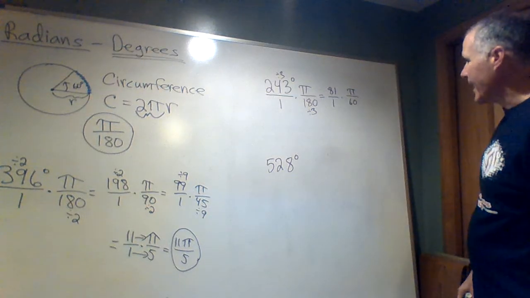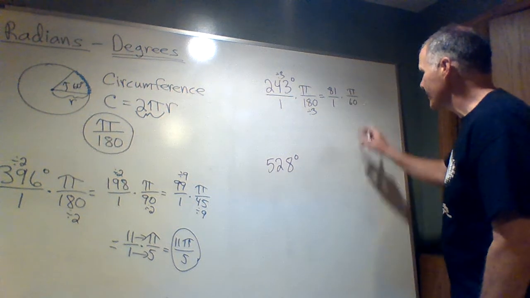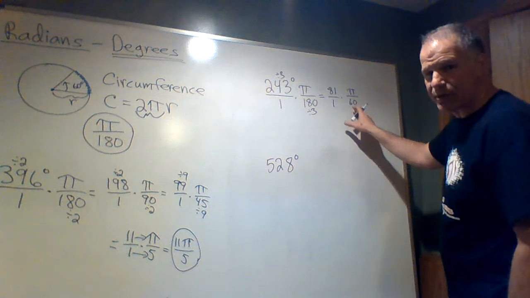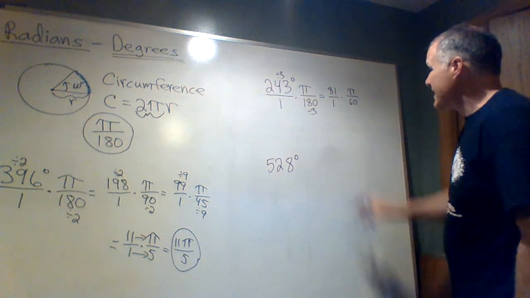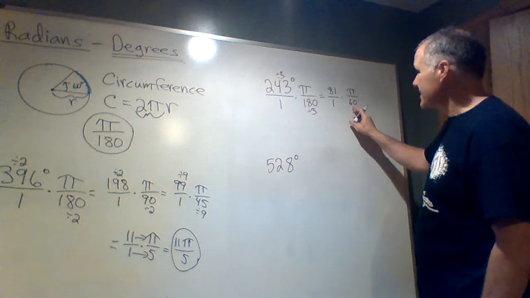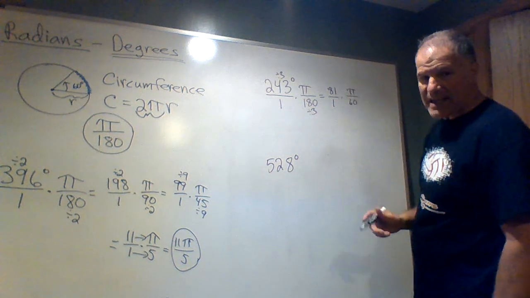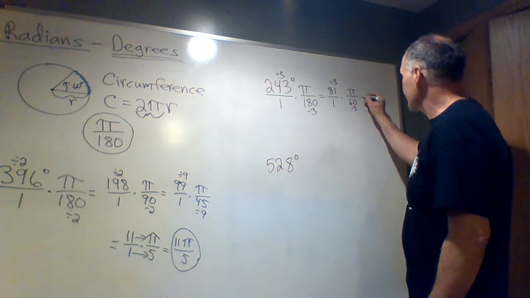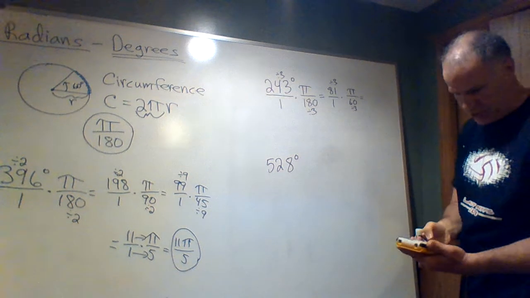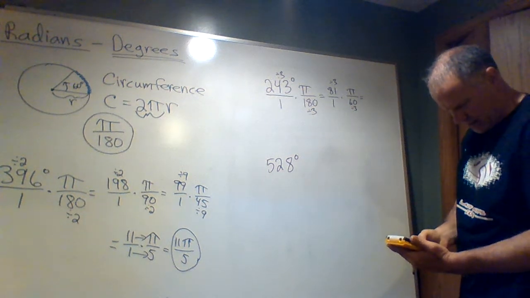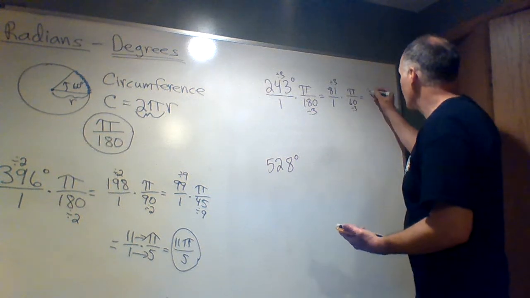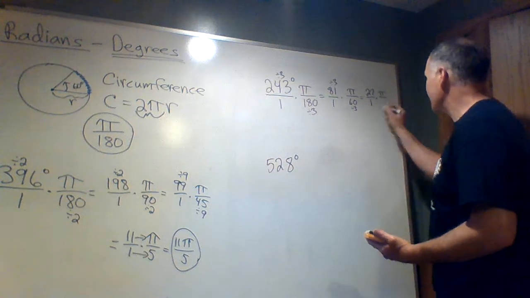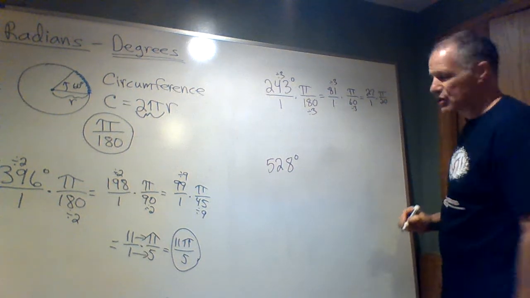Now, from here, I'm trying to see, okay, 60. 5 goes in. Anything that ends in a 0, 5 goes in, but 5 doesn't go into 81. 9 goes into 81, but 9 doesn't go into 60. Actually, 3 goes in again. So divide by 3 is another option. So 81 divided by 3 is 27 over 1. 60 divided by 3, I kind of do that in my head, is 20.